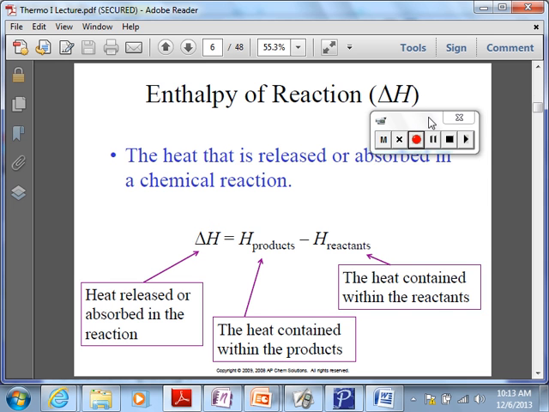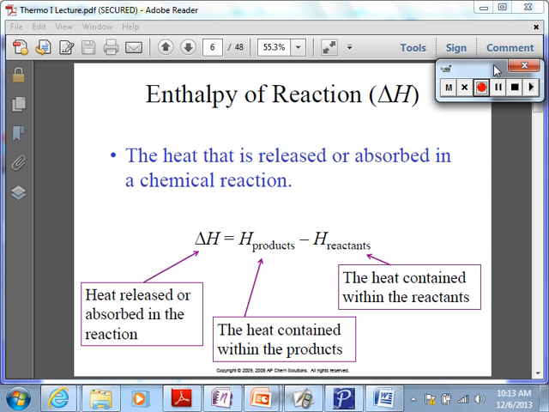Alright, first equation. So there's a lot of equations in these notes. Delta H is the heat, or the enthalpy, of the products, minus the heat, or enthalpy, in the reactants. Okay, so products minus reactants. So just be careful to not get them flip-flopped. Okay, final products minus initial reactants.